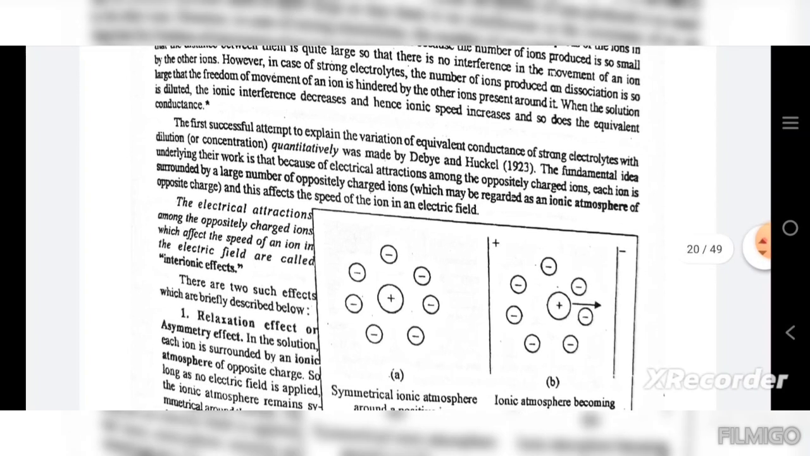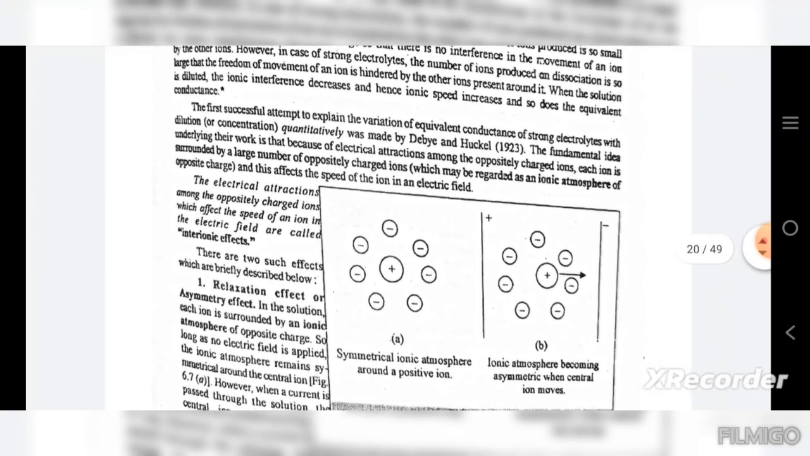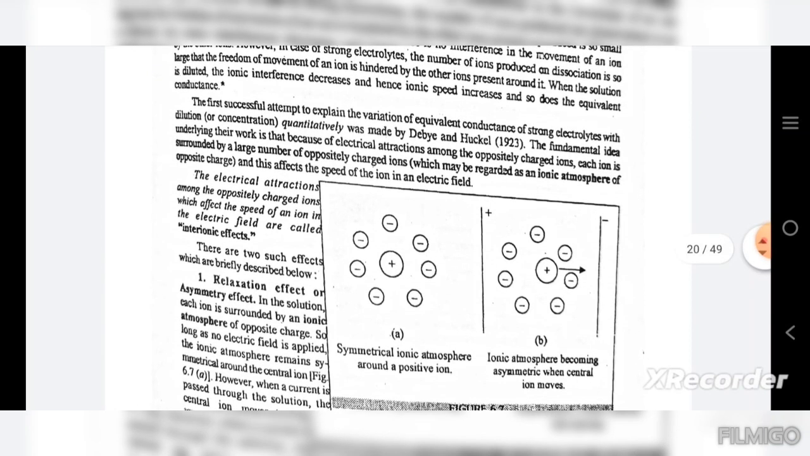However, in case of strong electrolytes, the number of ions produced on dissociation is so large that the freedom of movement of an ion is hindered by the other ions present around it. When the solution is diluted, the ionic interference decreases and hence ionic speed increases, and so does the equivalent conductance.